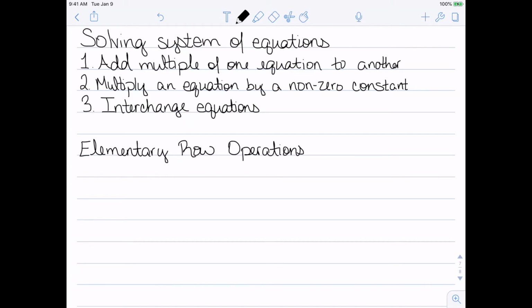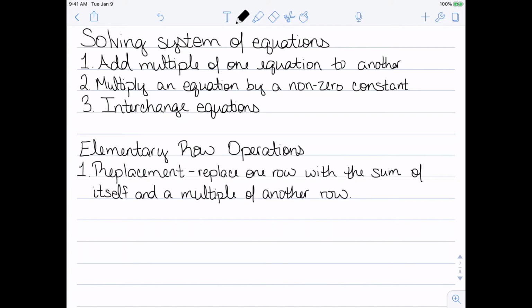So we're going to look at this idea of elementary row operations. The elementary row operations are essentially how we take these three operations and move them into terms of matrices. The first operation becomes this idea of replacement. We replace one row with the sum of itself and a multiple of another row. So we multiply one row by something and add it to that other row and change this other row.